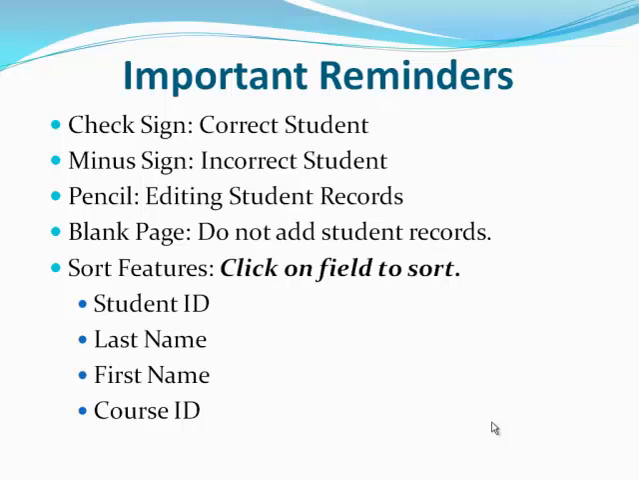Now, we have sort features again. You can click on the 4 fields to sort: student ID, last name, first name, and course ID. But keep in mind you can only do a primary sort. You can't do a secondary sort. So if you select course ID and they're sorted by course ID numbers, you can't do a last name sort within that sort. So just keep that in mind.